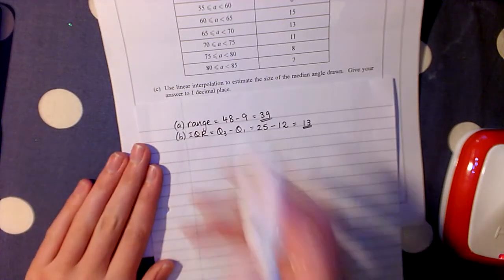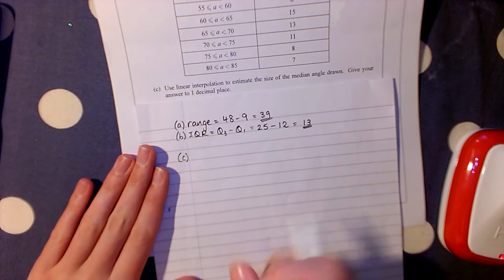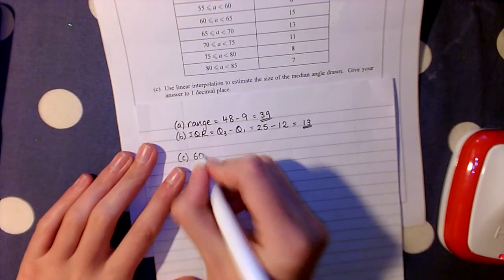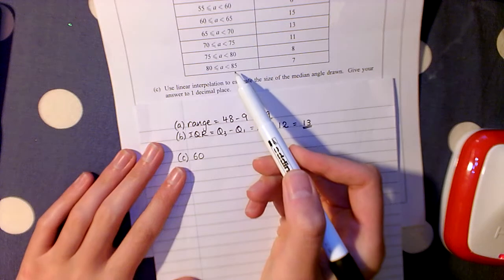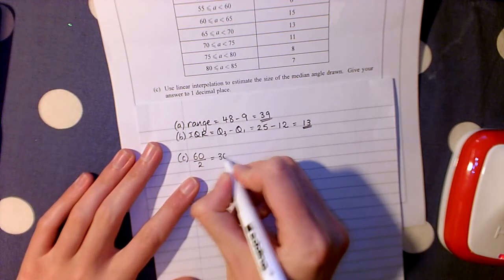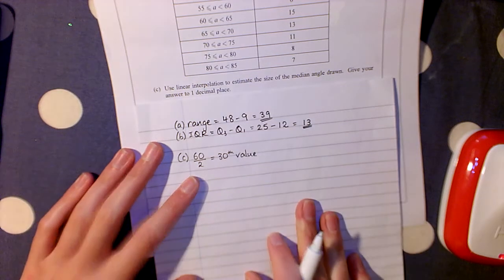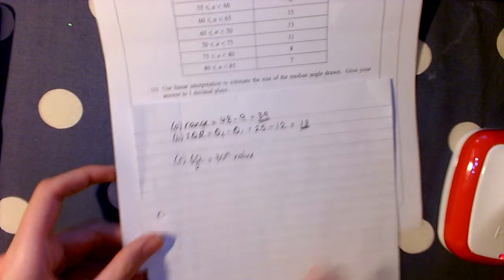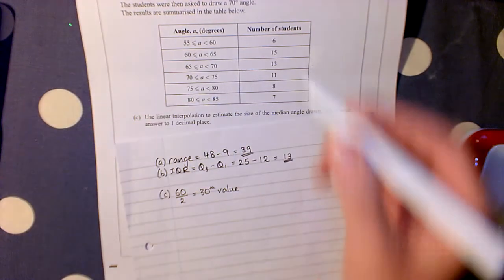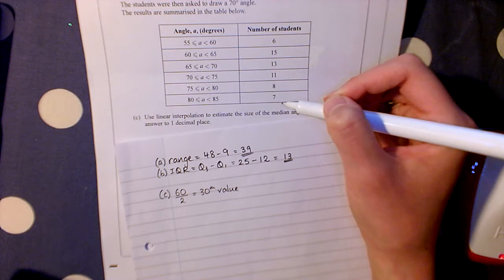Then it says use linear interpolation to estimate the size of the median angle drawn. So there were 60 kids, and because we have this grouped frequency, we just do 60 divided by 2 and say that we're looking for the 30th value. So we have to think this data has been organised from smallest angle to largest, and we want to come 30 steps through the data.